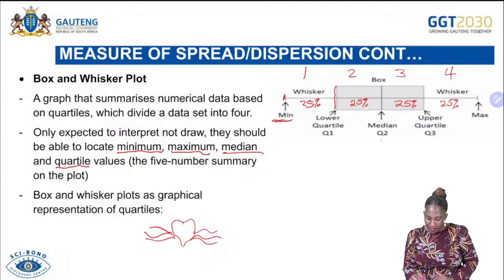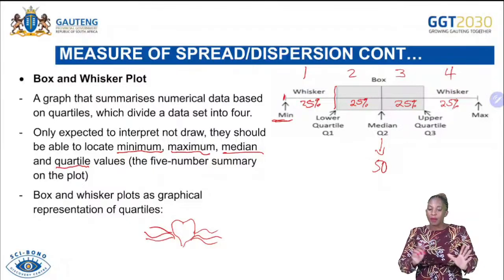So it means my median Q2 is the middle one. Remember what we said? The median is the middle number. And then from the median, which is 50%, to the upper quartile, it's another 25. So it means when we do the percentiles, you will see that when we add these boxes and whiskers, they will give us a complete 100%.